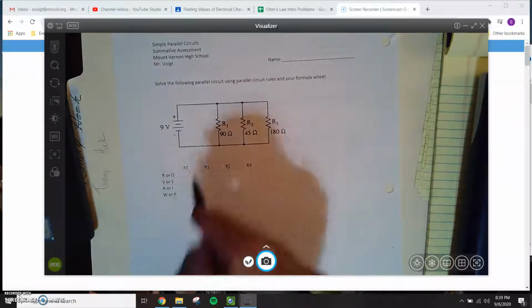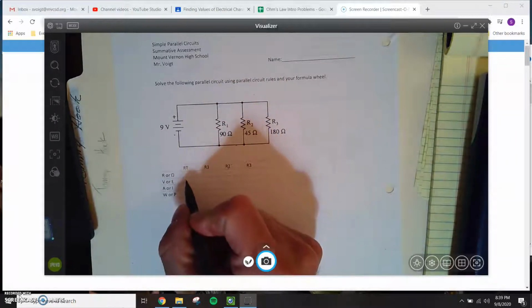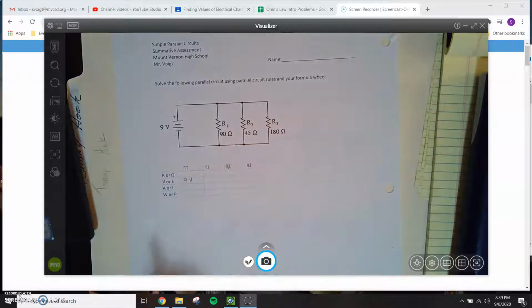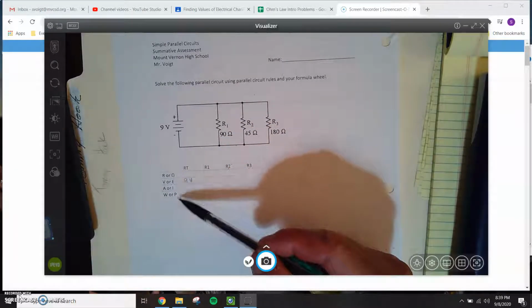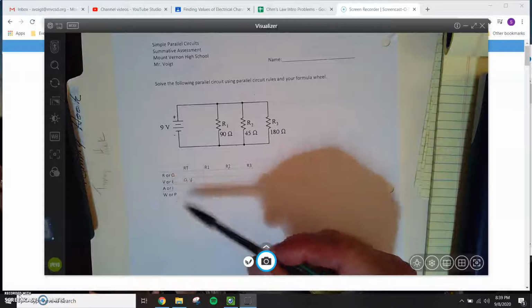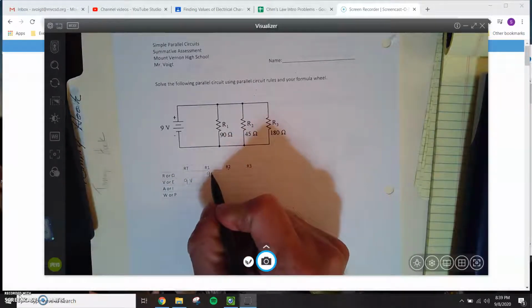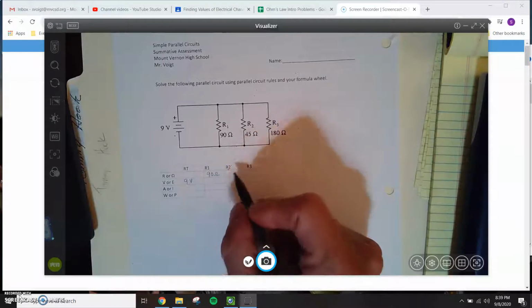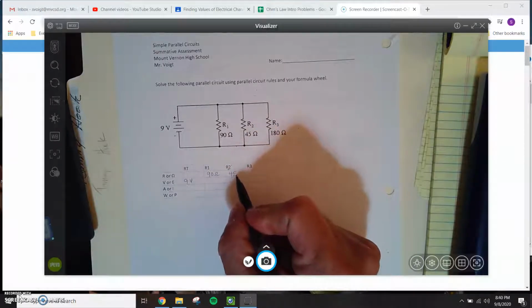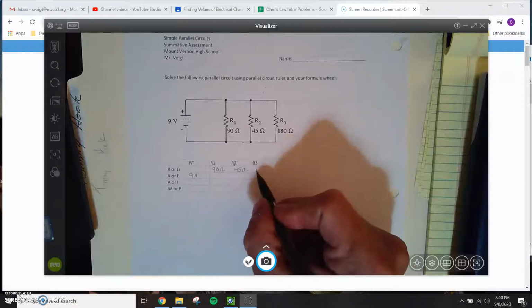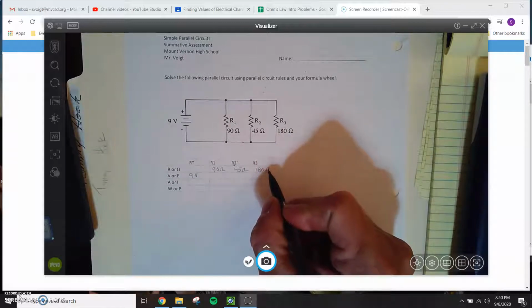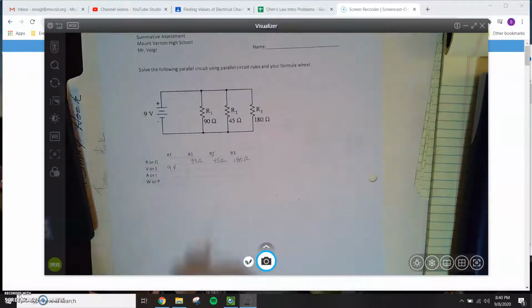We have 9 volts at our total, so there's 9 volts. You gotta be careful of the order of some of these. I try to keep them consistent, but some of them are not exactly right. But 90 ohms at our first resistor, 45 ohms at our second resistor, and 180 ohms at our last resistor. Okay, so that's our setup.